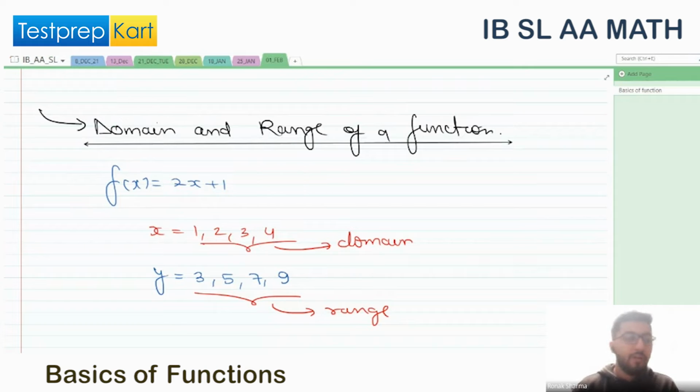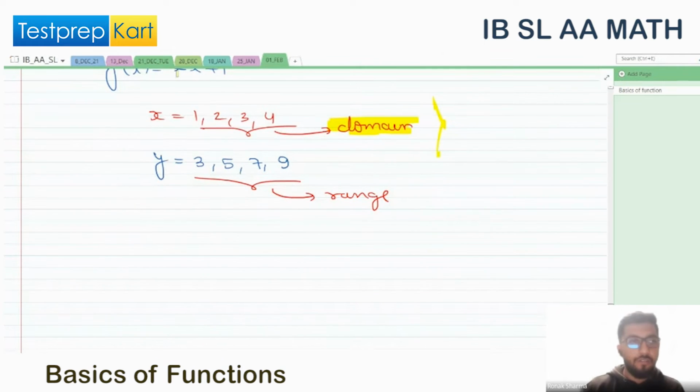Okay. Now, the point is that it is not that simple. Because the question will come to find the domain of the function. So we should know some criteria to find the domain of the function. But sir, why are we finding the domain? See, if I have a function f(x) = 2x + 1, whatever value of x you're going to put here, it is not going to create any problem. Sir, why would any problem be created?